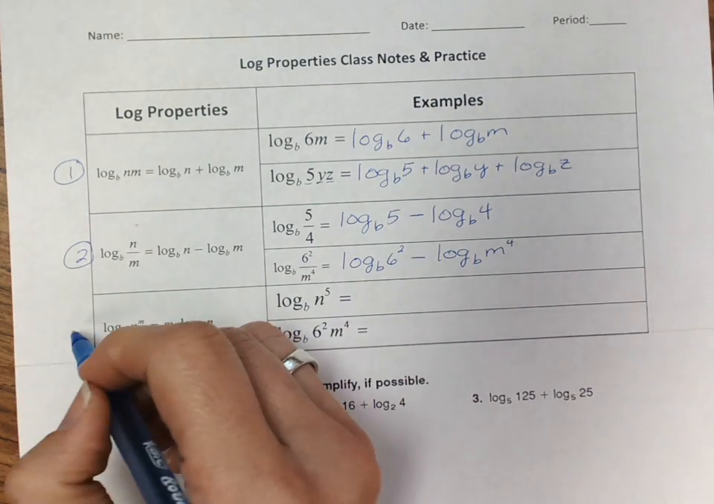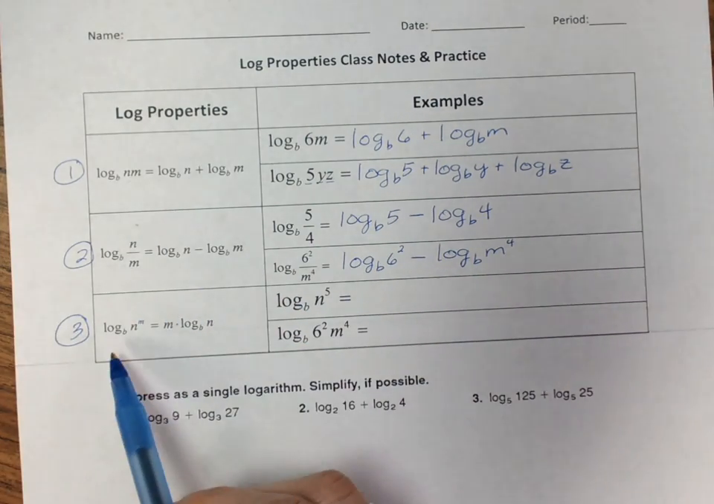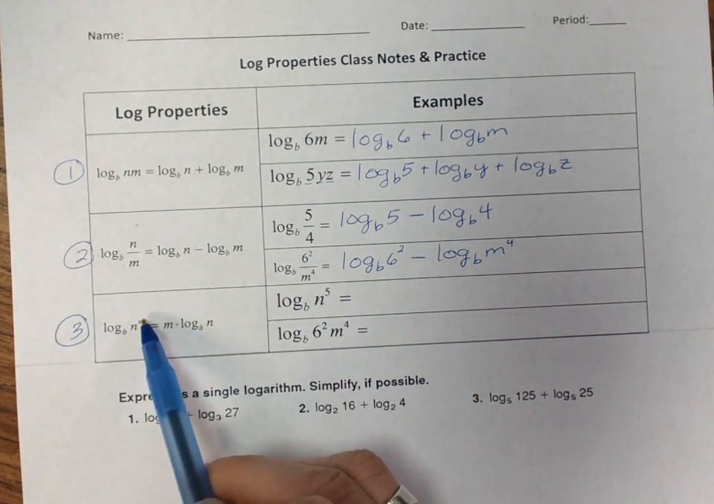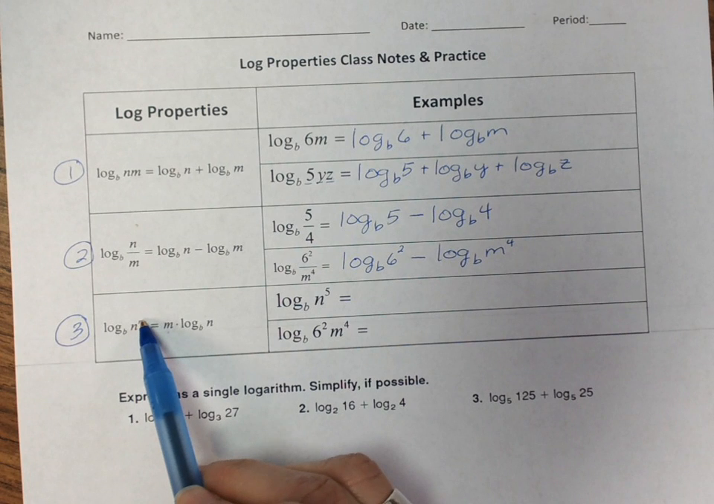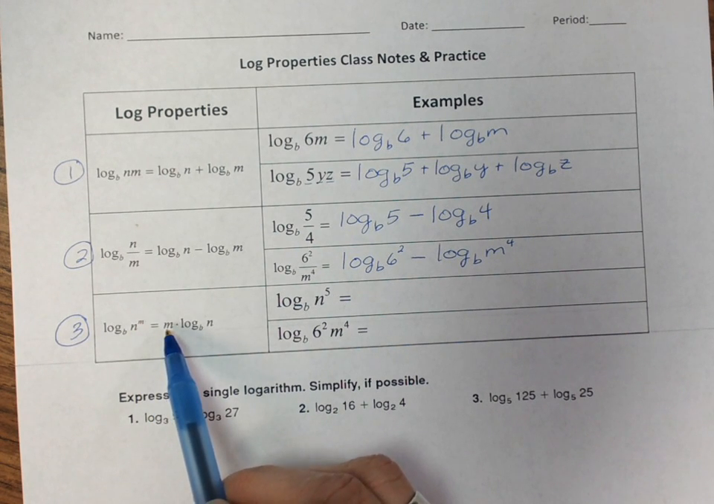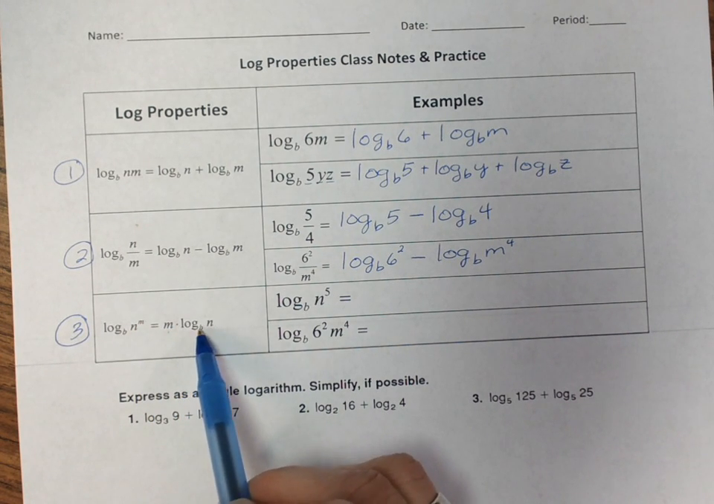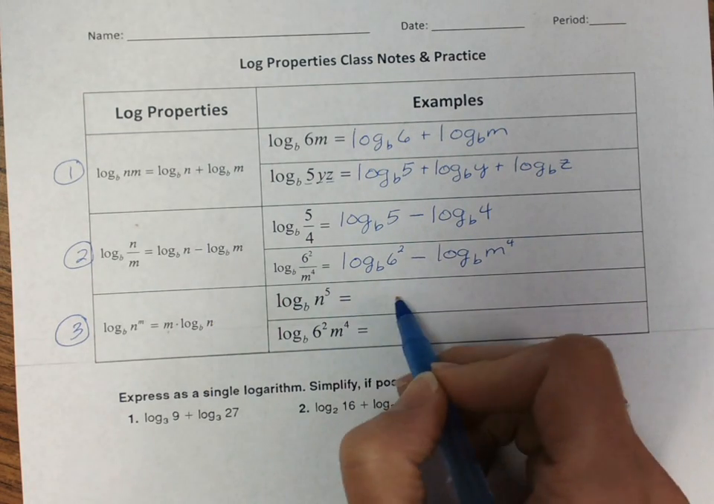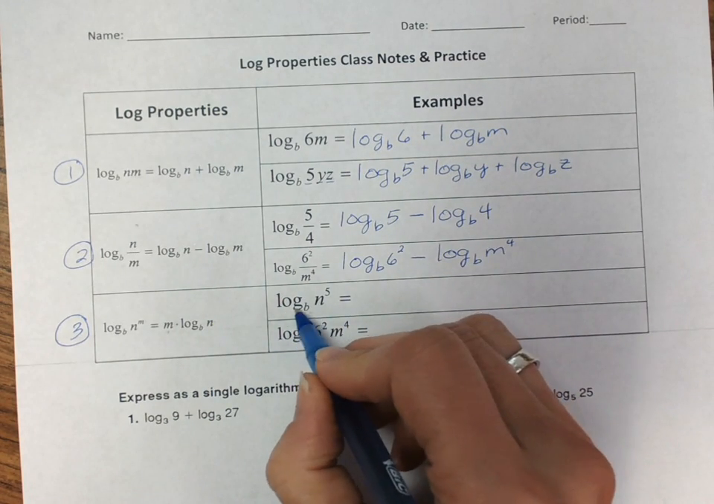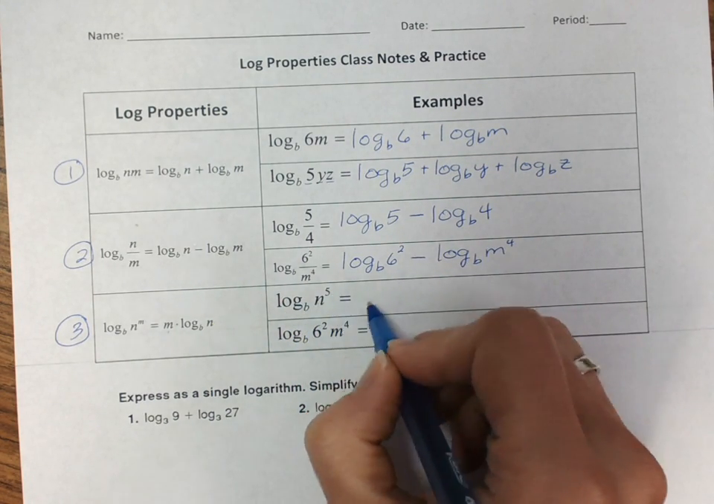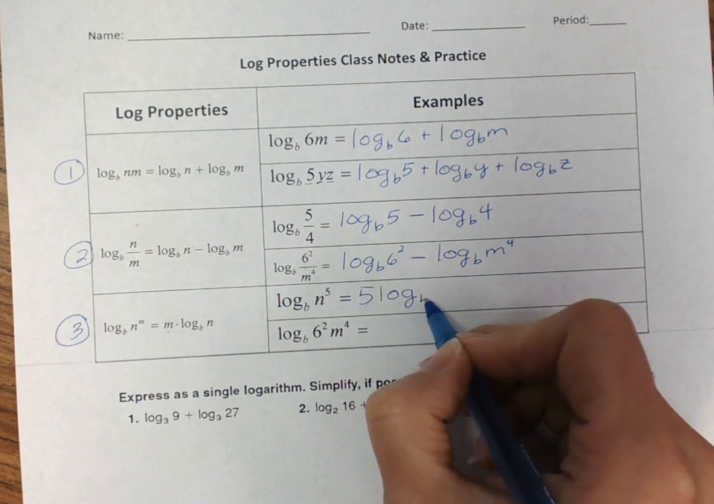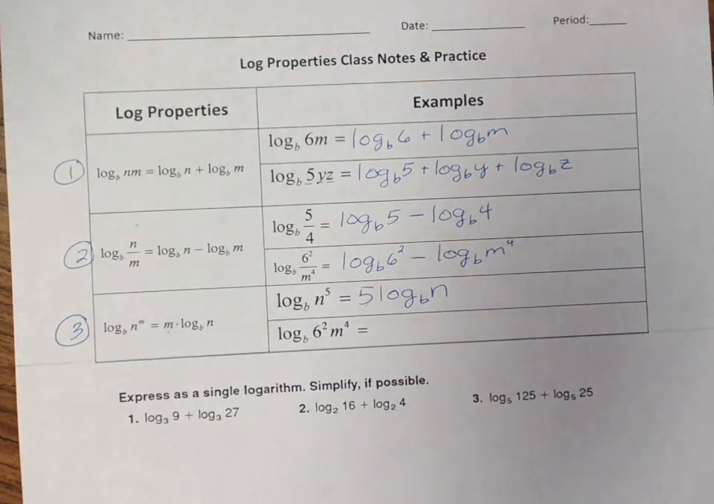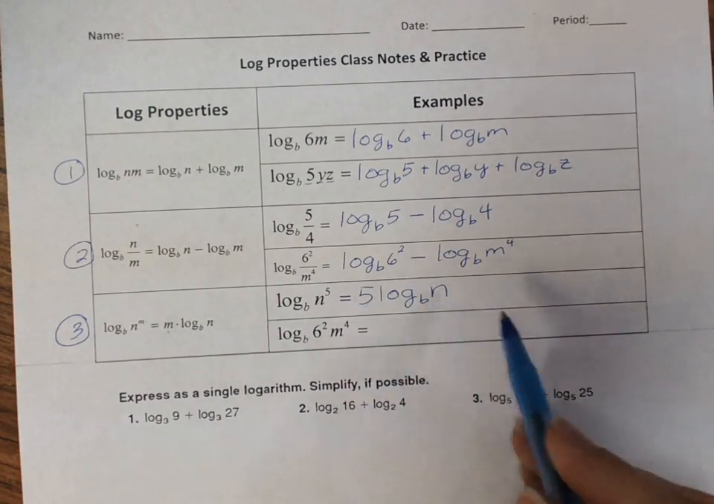Okay? Log property number 3 is that when you have a log and it has an exponent in the argument, you can pull that exponent out front. So log base b of n to the m is the same thing as pulling the m out front times log base b of n. Okay? So for example, over here, log base b of n to the 5th, pull the exponent out front, is the same thing as 5 log base b of n. Okay, so I'm just showing you how to apply that.